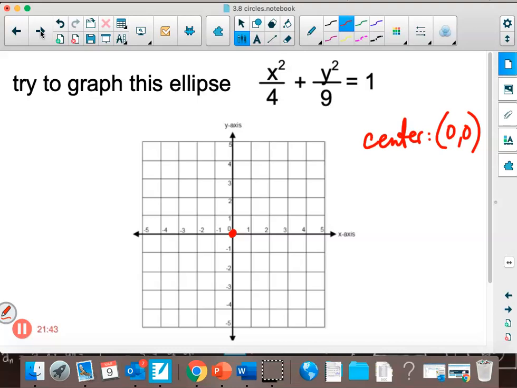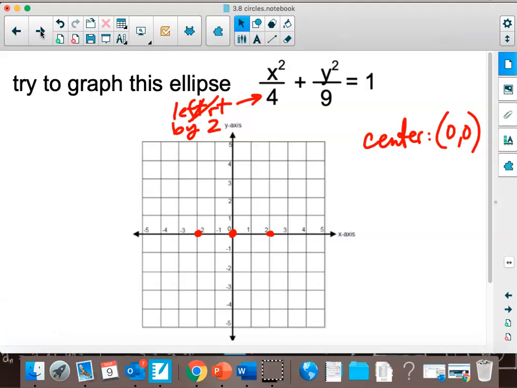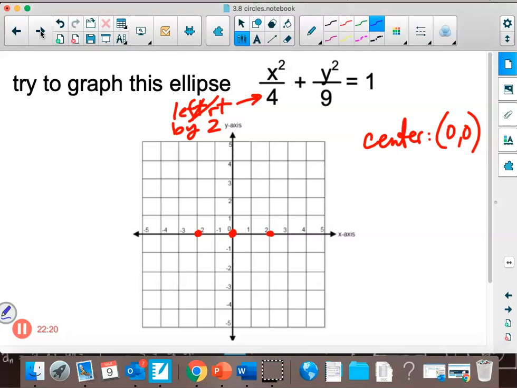The number under the x tells you how far you're going to go in the x direction, horizontally from the center, but you've got to take the square root of that number because it was your r squared, right? You've got to take the square root. So we're going to go left and right by 2. So I go right 2, left 2. So horizontally, the number under the x tells you how far you're going to go left and right.